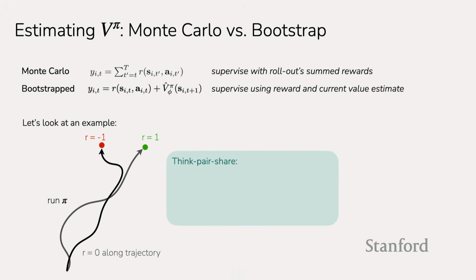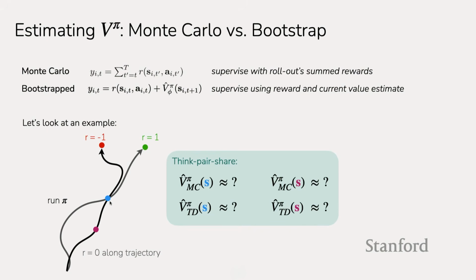My question for you is, what estimate would we get for two different states for the value function? In particular, if we were training on just these two trajectories, and we use Monte Carlo versus using temporal difference or bootstrap learning, what would we estimate the value to be for the blue state for these two? And what would we estimate the value to be for the pink state for these two?